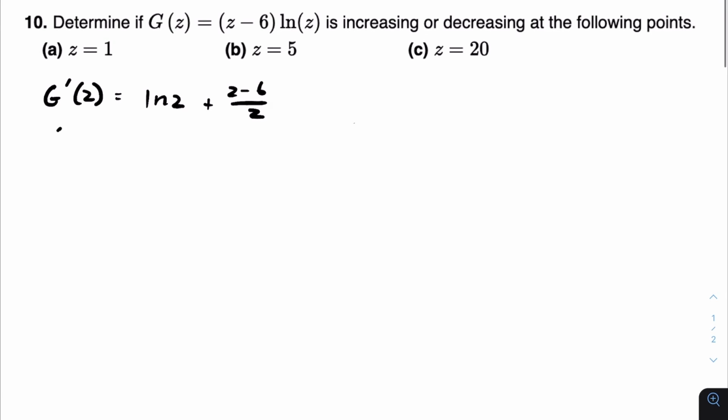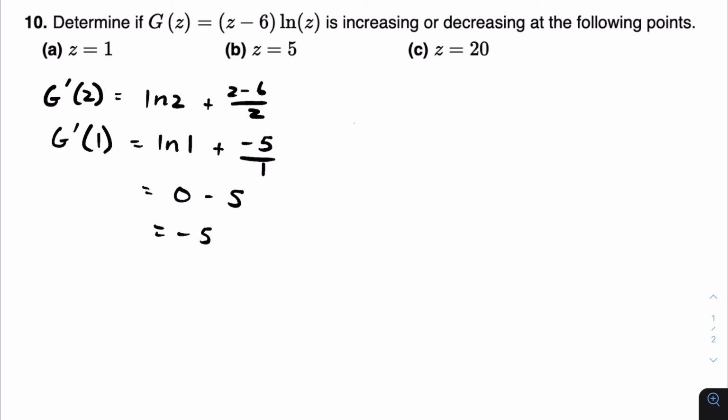So if we substitute z as 1 into the differentiated function, we get ln 1 plus 1 minus 6, which is negative 5, over 1, which is equal to 0 minus 5, which is equal to negative 5. Of course, if we were to imagine this on the coordinate plane, negative 5 would look something like this, pretty steep and going downwards. So we can see that at that specific point the function is decreasing as we increase x.